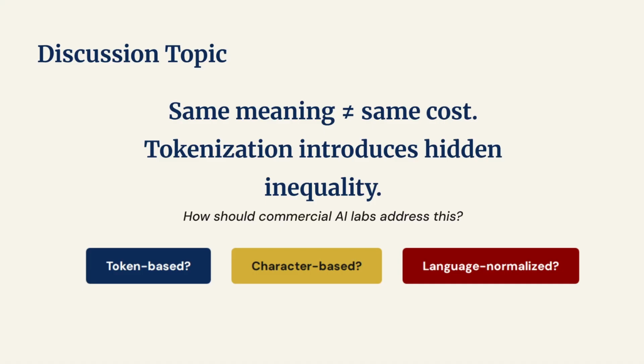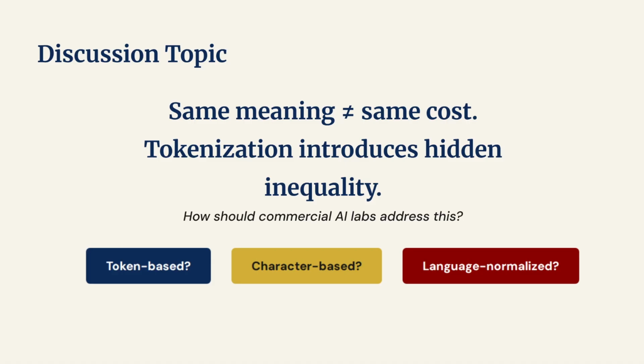And now we'll close this presentation with an open question for discussion. We've seen that meaning does not translate to the same cost. Tokenization introduces a hidden layer of inequality in how users access AI systems. So the key question is, how should commercial AI labs address this imbalance? The study outlines three broad directions.